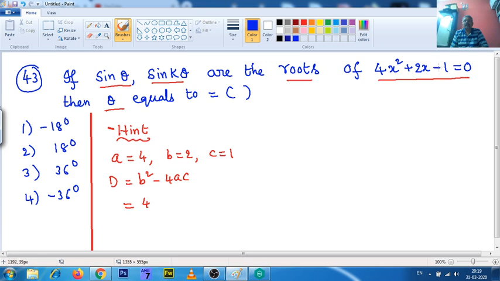This is minus 1. Okay. So, now the c becomes minus 1 here. So, now minus 4 into 4 is minus 16, this plus 16 becomes, so that means 20, d is 20.